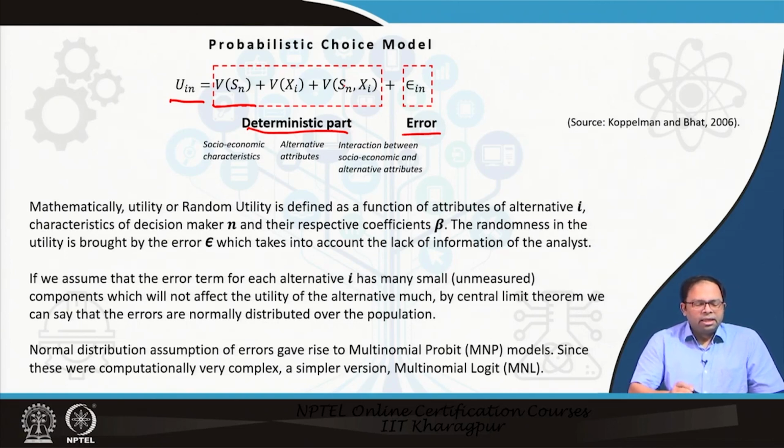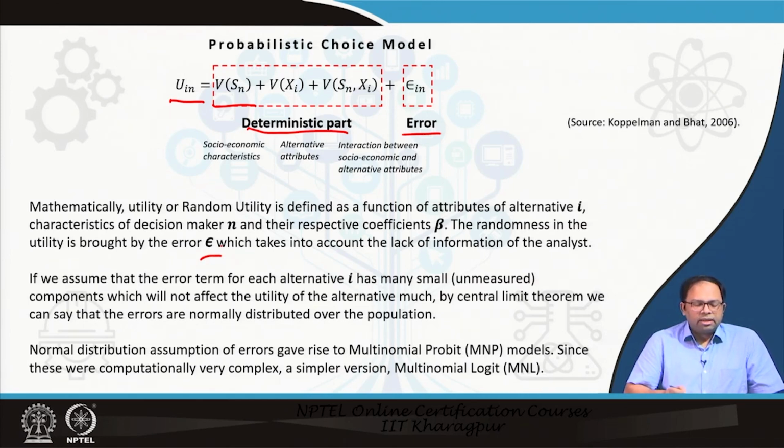So, in the random utility theory, we have already said that utility is defined as a function of attributes of alternative i, and also the characteristics of decision maker n, and the respective coefficients beta, and epsilon is the error term, which takes into account the lack of information of the analyst.